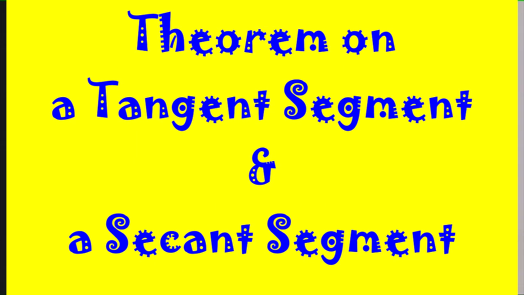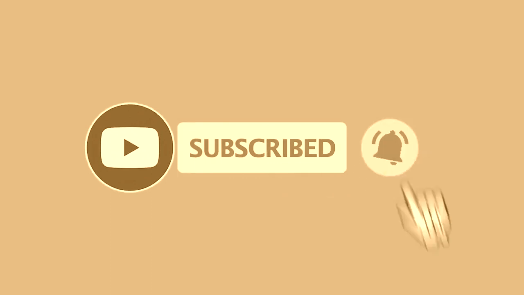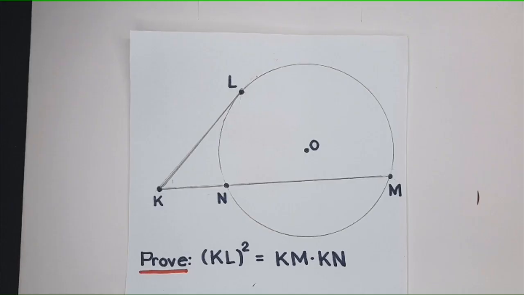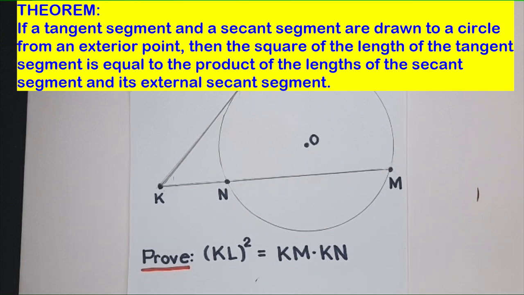In this video, we're going to prove the theorem on a tangent segment and a secant segment. Okay? Are you ready? Okay, let's start. So the theorem goes like this. If a tangent segment and a secant segment are drawn to a circle from an exterior point, then, ito daw ang mangyayari. So, please check our figure.